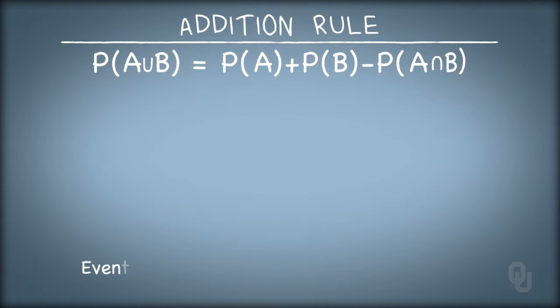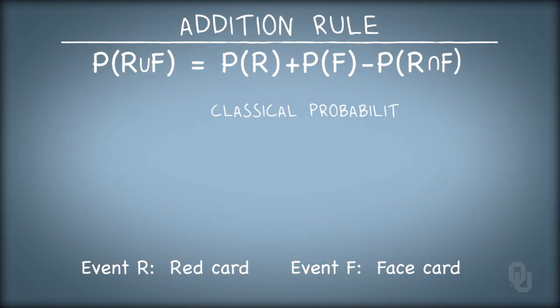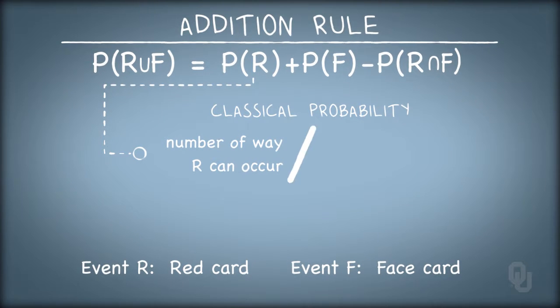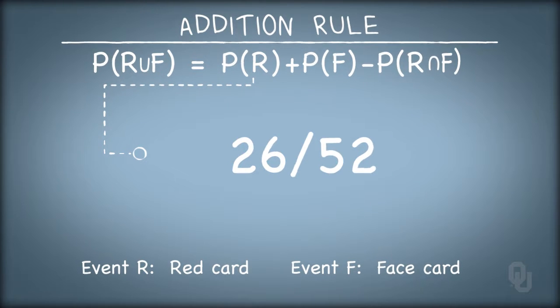Let's go back to event R representing a red card and F representing a face card, and find the probability of the union of R and F. We use the classical view of probability to find the probability of R as the number of ways R can occur divided by the total number of ways to draw a card from the deck. Half the cards are red cards, so 26 in the numerator. The total number of ways to draw a card is 52, which would be in the denominator. So the probability of R is 26 divided by 52.